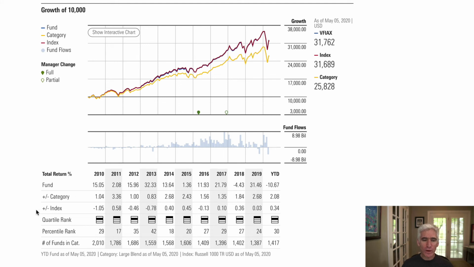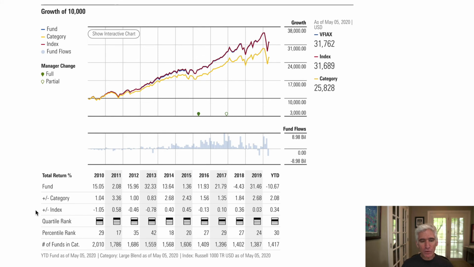The real takeaway here is that you'll want to spend some time, if these numbers are important to you in your analysis of an investment, to understand how Morningstar is coming up with these comparisons. And so I guess the takeaway is you've got to read the fine print. I find a comparison of this mutual fund to the Russell 1000 to be pretty irrelevant. All right, having said that, let's move on.